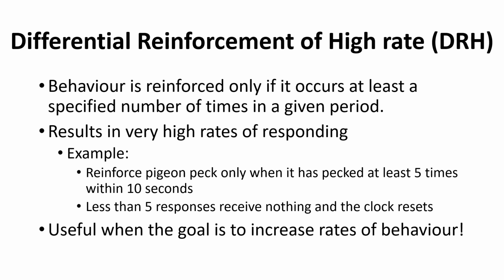So we're trying to get very high rates of responding, and we're doing this by reinforcing that individual for a particular behavior only if the behavior occurs as much or more than a set criterion. So we could reinforce pigeons pecking only if they peck at least 5 times within 10 seconds. If they respond less than 5 times in that 10-second interval, then they don't receive reinforcement. And then we would reset the clock for the next 10-second interval. So, like I said, the opposite of our DRL, with the goal of increasing our rates of behavior.